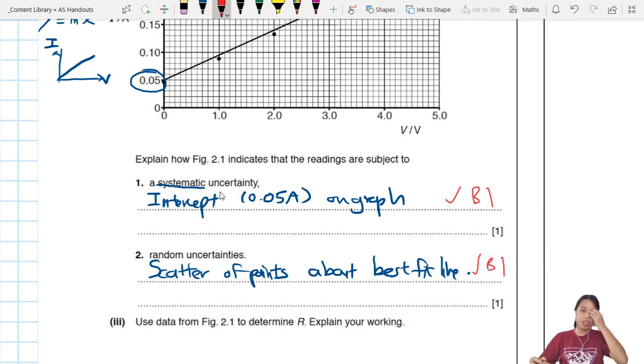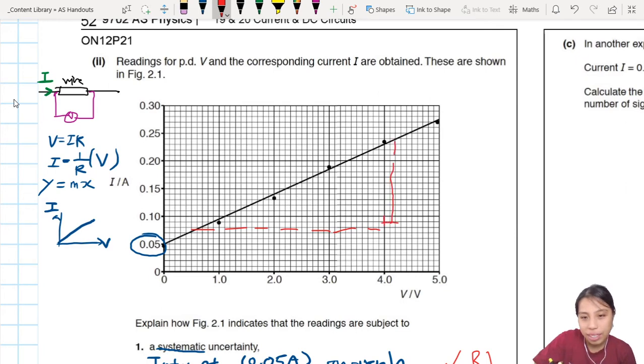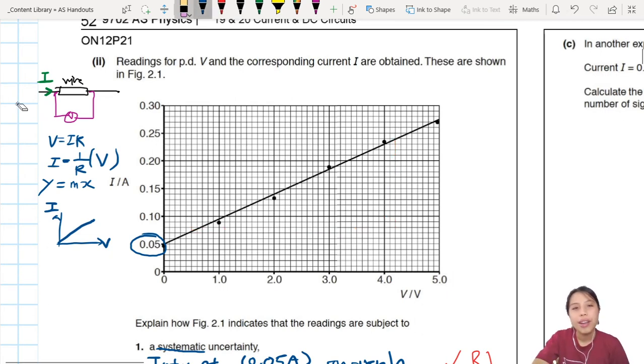Now comes the part where we have to actually calculate something. Use the data from figure 2 to determine R, resistance. Okay, so we look at this one. We need to find what is R. If you say, oh, can we draw triangle? We find the gradient. Wait. Technically, you could do that, but R is supposed to be a ratio, so you don't need to draw a triangle. You just choose a point.